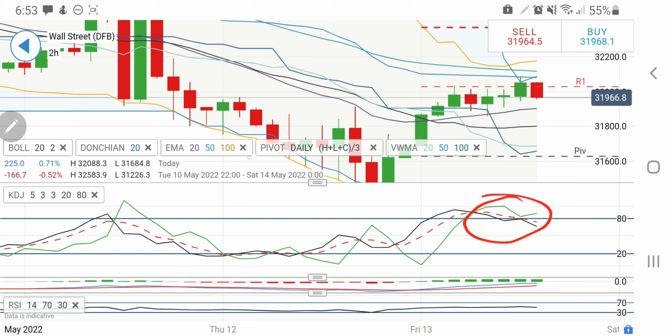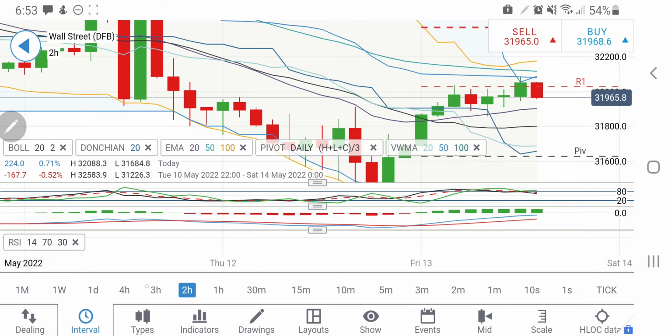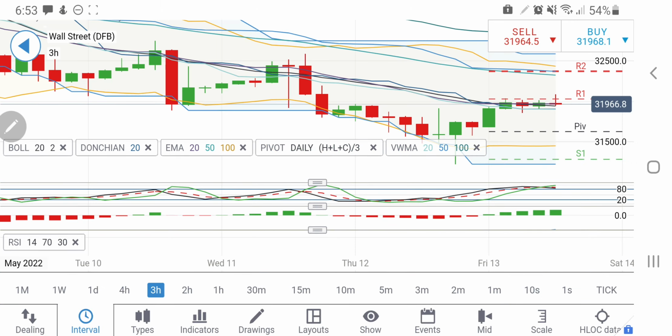While volatile days, on the 2-hour chart the stochastic is looking downwards, MACD is trying to converge from here. RSI is looking downwards, indicating a little bearishness here on US30.